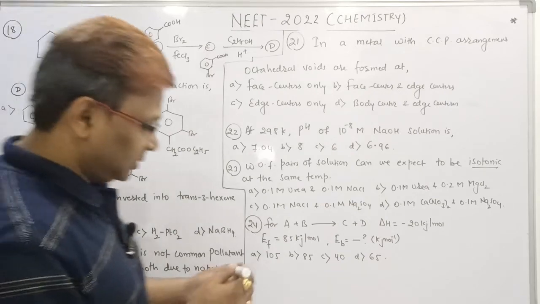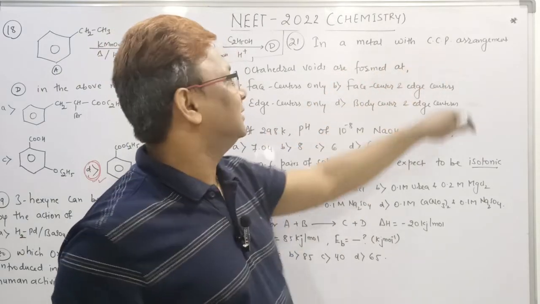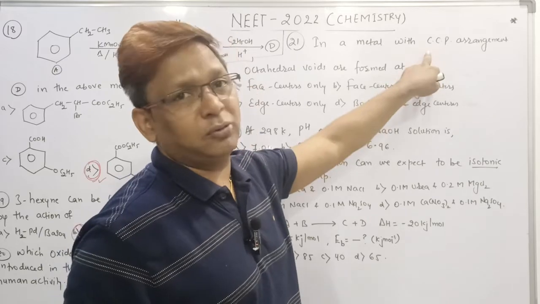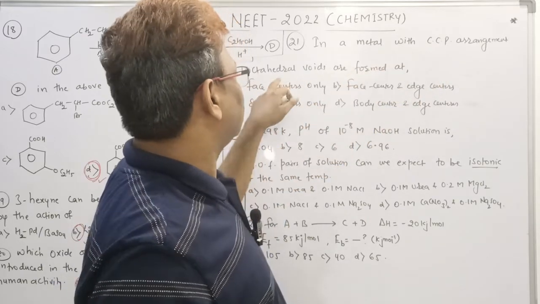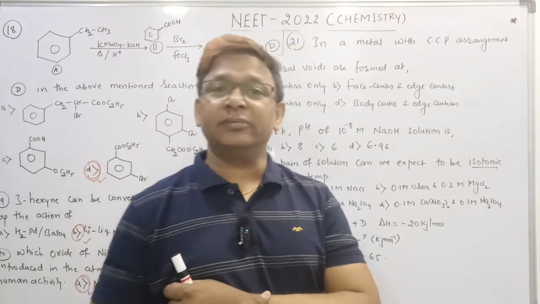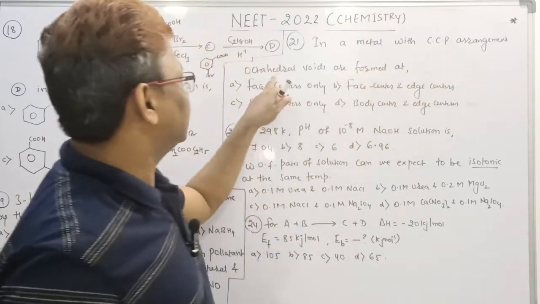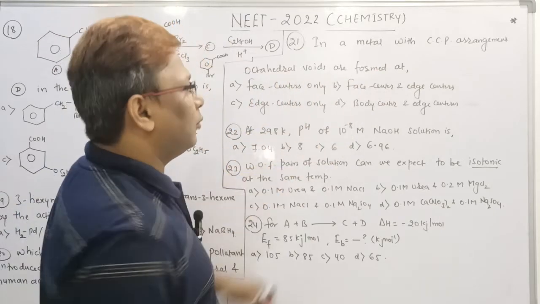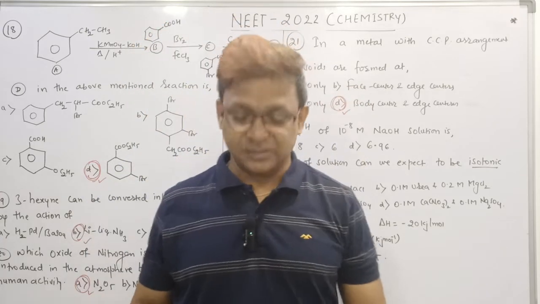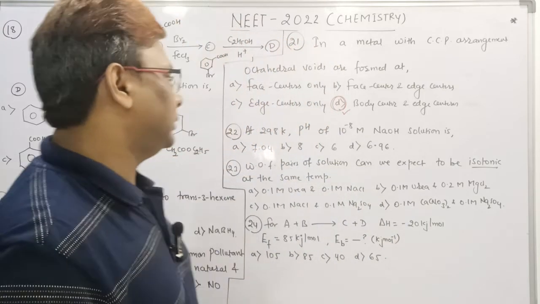N2O5. Question number 21. In a metal with CCP arrangement, solid state, class 12th, CCP arrangement means you can say FCC, face centered cubic, where Z is equal to 4. In CCP arrangement, they are asking the location of octahedral voids and tetrahedral voids. In CCP arrangement, octahedral voids will be formed at the body center and at the edge center. This is a direct question from NCERT. The statement about the location of octahedral void and tetrahedral void is given in the NCERT book. You can go through it.